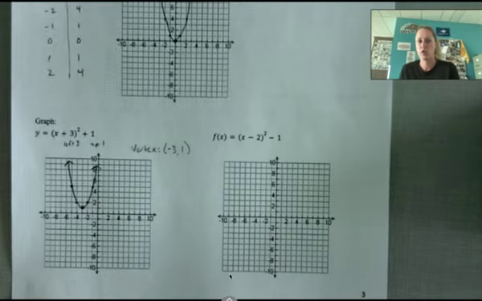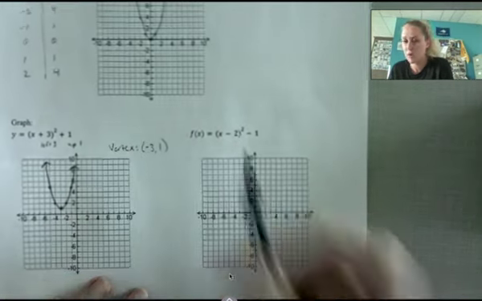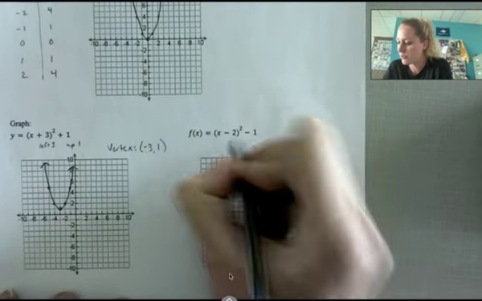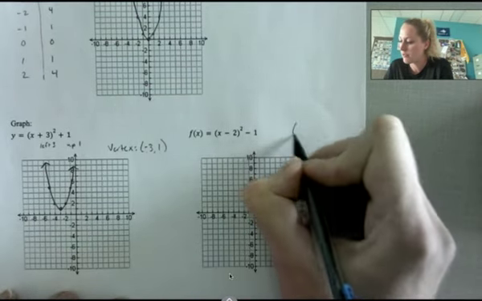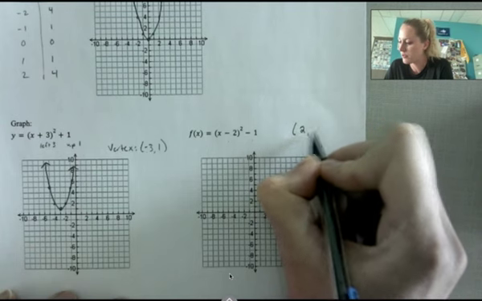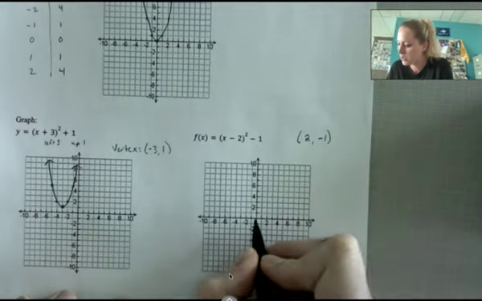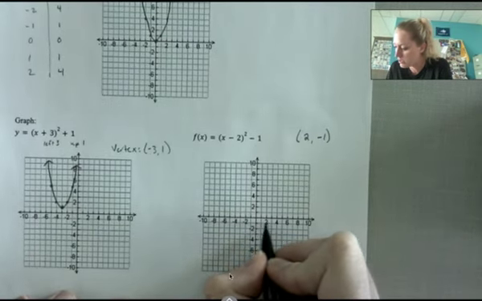So by doing the 1 and the 3 and then reflecting them, you have plenty. Okay, this one is going to move right 2 and down 1. So my vertex is going to be at +2, -1. So +2, -1 is the vertex.